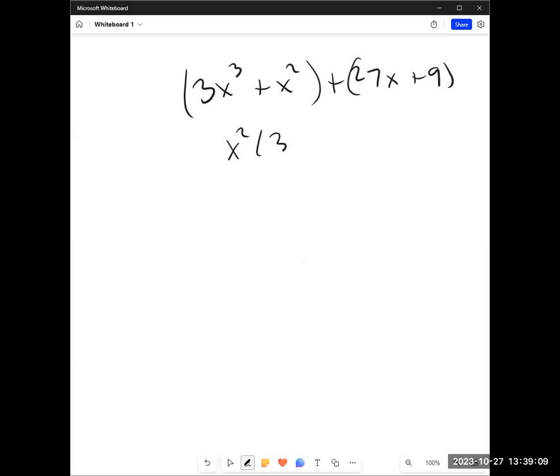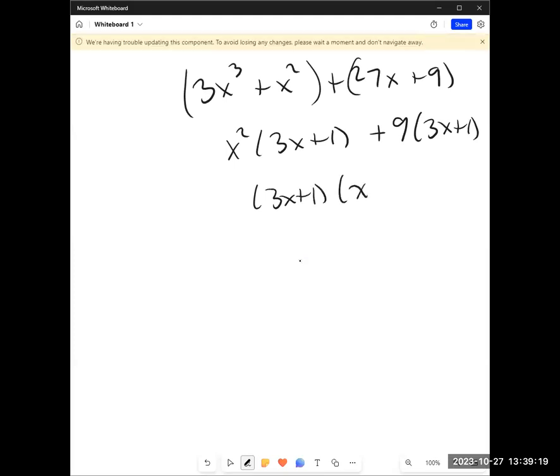Last problem for this section. 3x to the third plus x squared plus 27x plus 9. Greatest common factor is x squared, which leaves me with 3x plus 1. Greatest common factor here is 9, which leaves me with 3x plus 1. 3x plus 1 is my GCF, and my other factor is x squared plus 9.